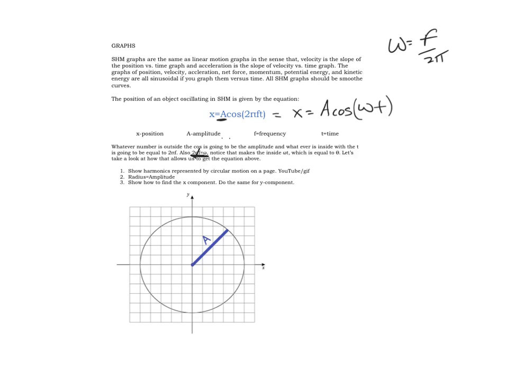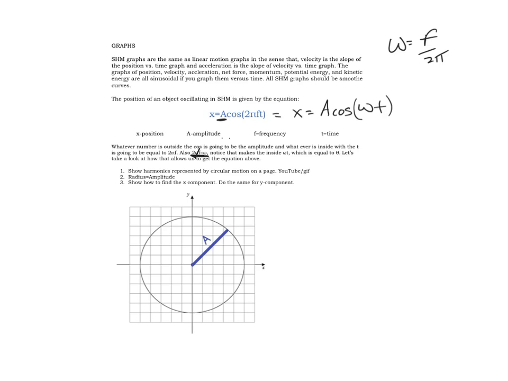If you take a look at that GIF that I inserted, you can see how this moves as you move around it. The radius is essentially what your amplitude is, and you could figure out how to find the x component or the y component. It should be the same.